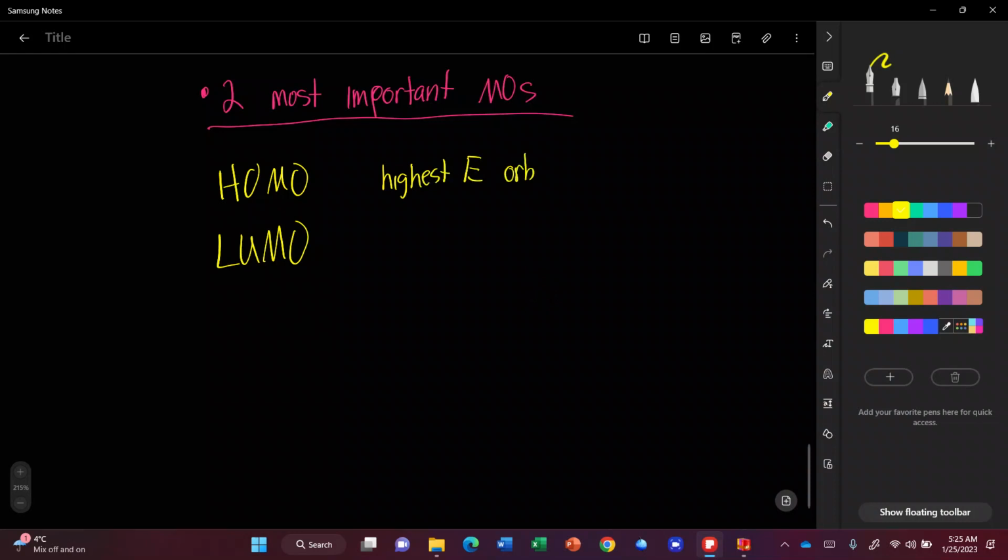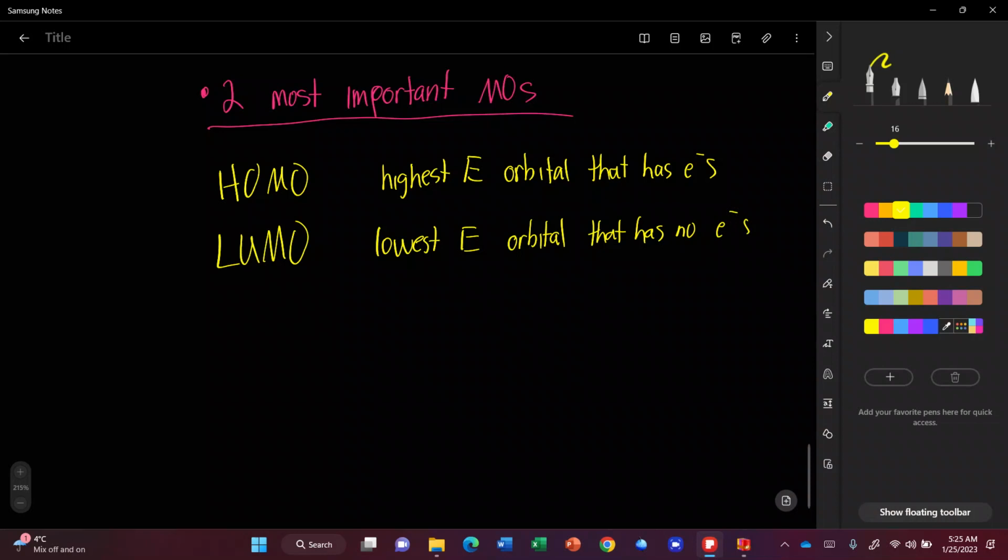Well, it's not always a molecular orbital. The HOMO is the highest energy orbital that actually has electrons in it. And the LUMO is the lowest energy orbital. It's usually an antibonding orbital, but sometimes it can technically be an atomic orbital. But the LUMO is the lowest energy orbital that has no electrons in it. Okay?